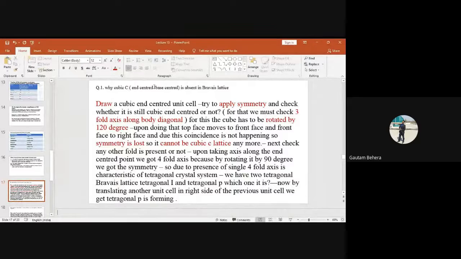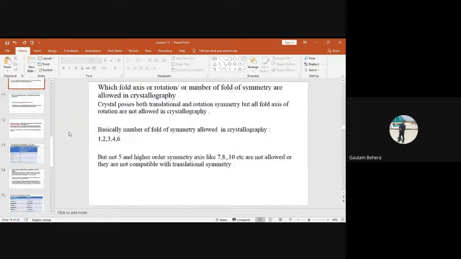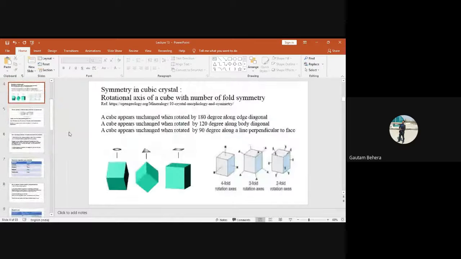And the second thing you need to do is apply symmetry. Since it is a cube, which kind of symmetry can we have? Suppose I am talking about rotational symmetry. Just have a look. We have a three-fold axis along the body diagonal, which I have shown you. Three-fold rotation axis along the body diagonal. This one. Is it okay?